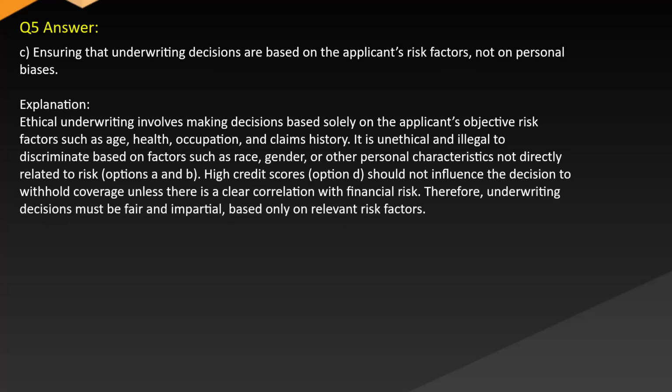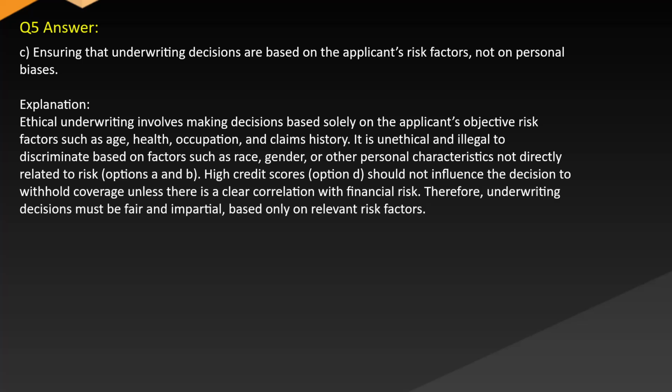Answer: C. Ensuring that underwriting decisions are based on the applicant's risk factors, not on personal biases. Explanation: ethical underwriting involves making decisions based solely on the applicant's objective risk factors such as age, health, occupation, and claims history. It is unethical and illegal to discriminate based on factors such as race, gender, or other personal characteristics not directly related to risk.